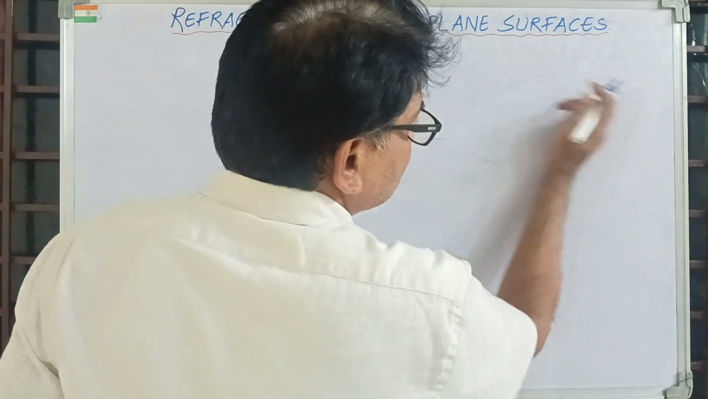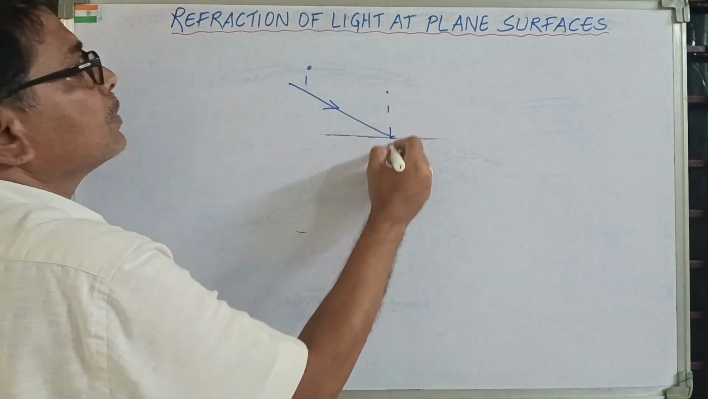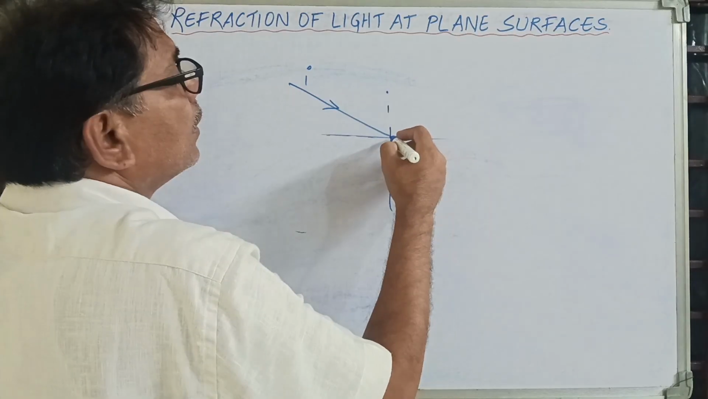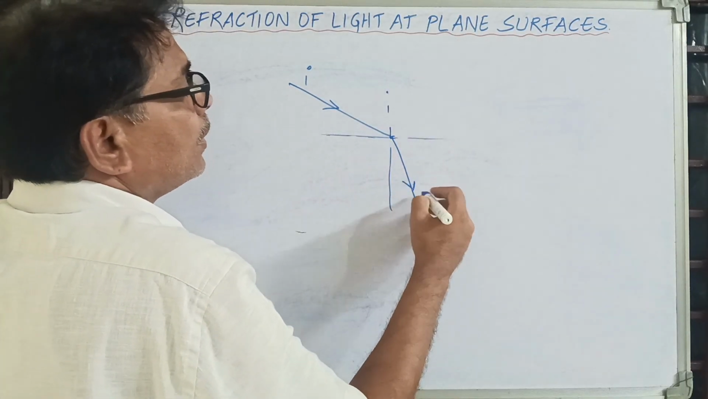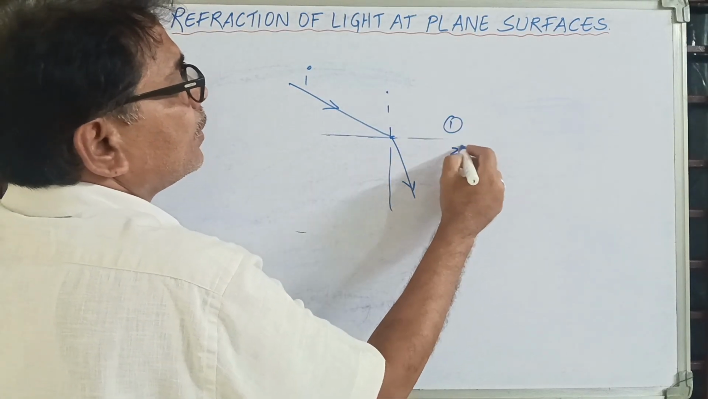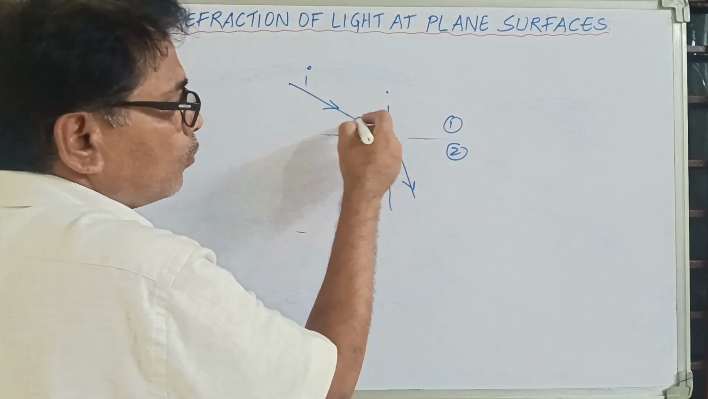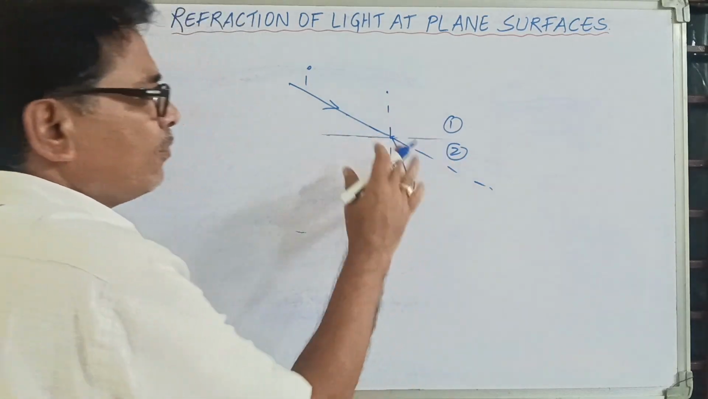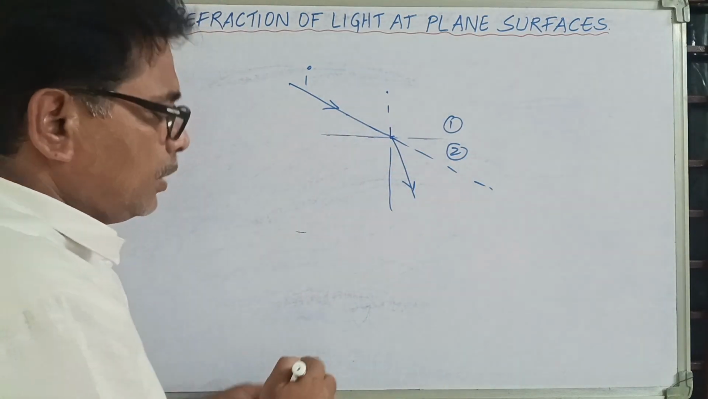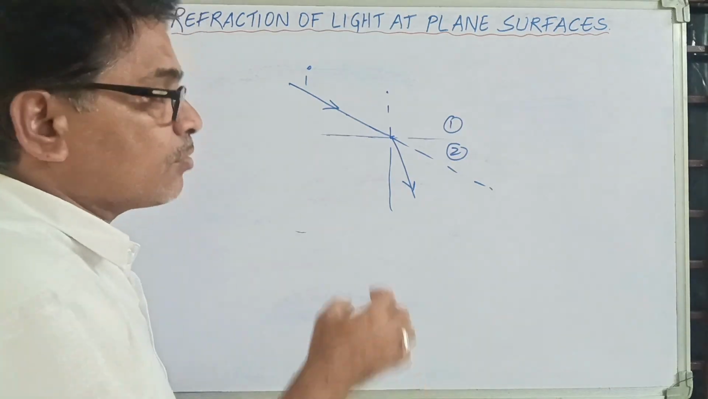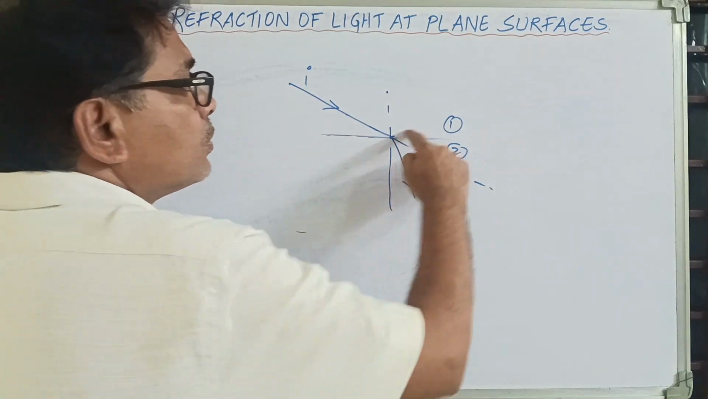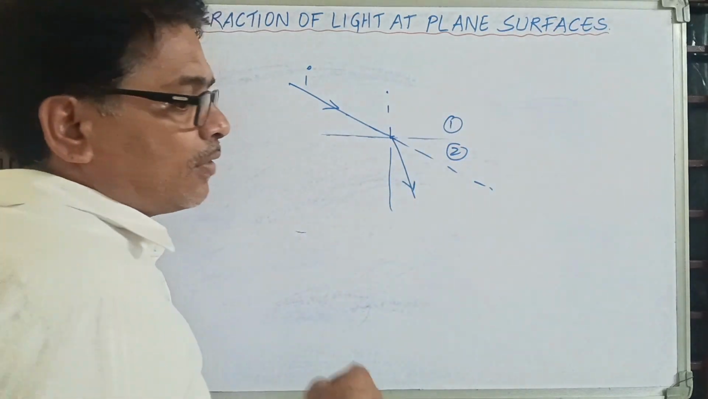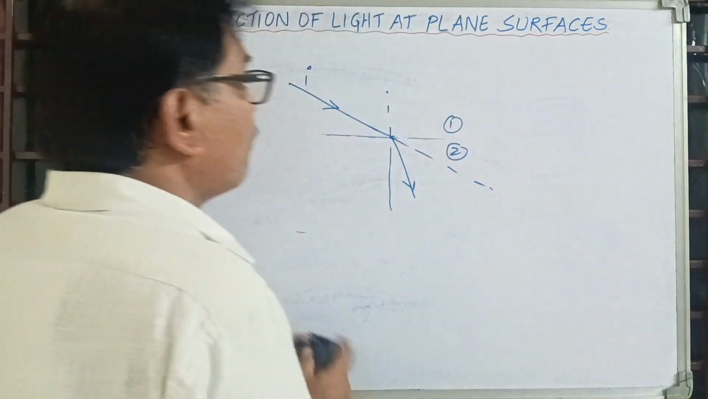This happens in case of refraction. Instead of bouncing back, the ray travels into the other medium. This is one medium and this is another medium. The ray, instead of going straight, bends, and we'll see why it bends. This bending of a light ray is called refraction. Bouncing back of a light ray is called reflection. So our topic is refraction.